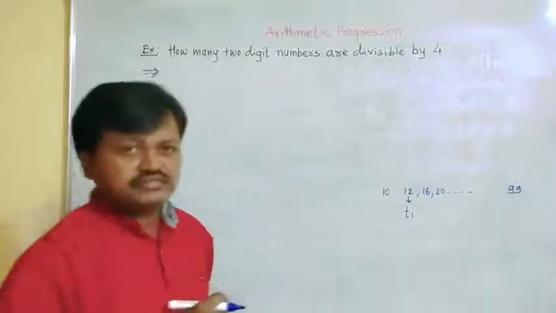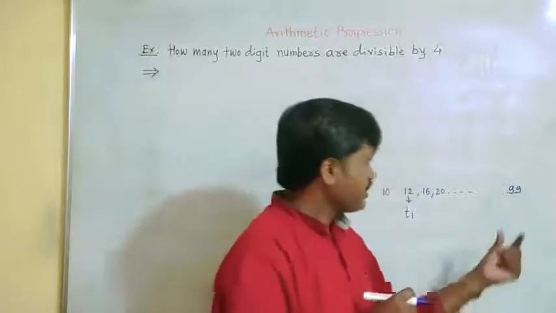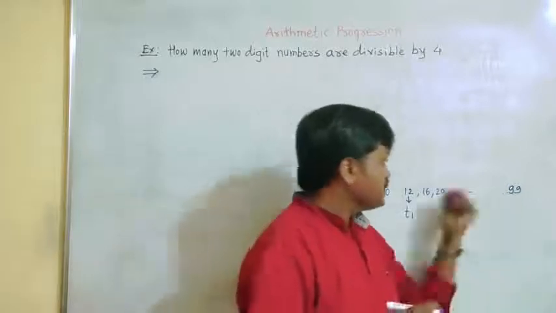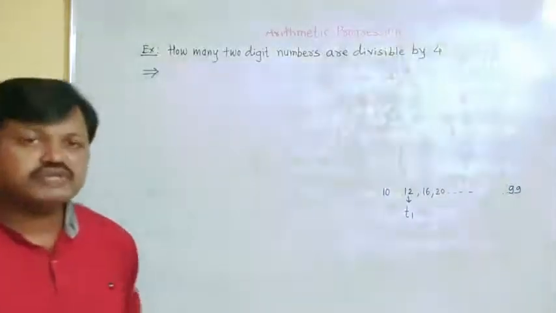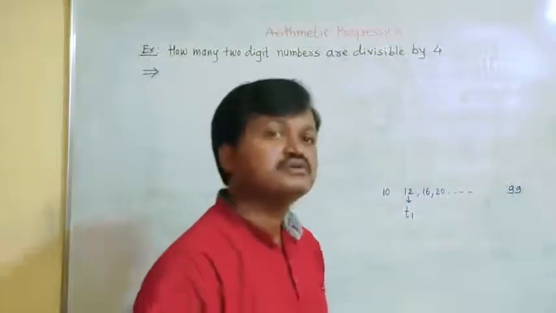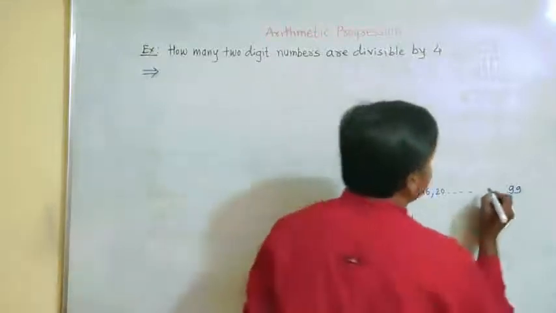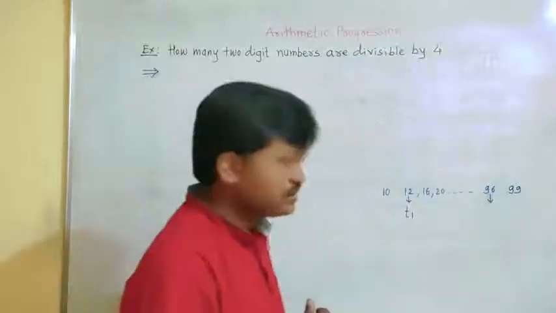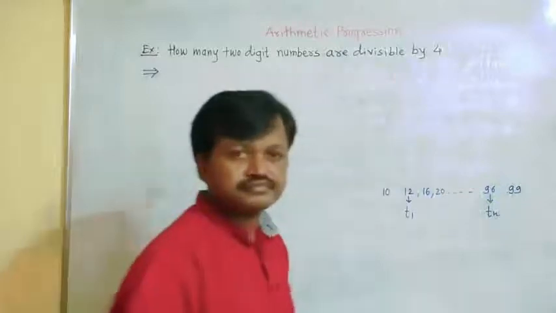Before 99, which numbers are divisible by 4? 99 चा विचार केला तर it is not divisible by 4. Then before this number, 98, it is also not divisible by 4. Then 97, it is also not divisible by 4. And then the previous number, 96, is divisible by 4. So that is the last number, Tn.